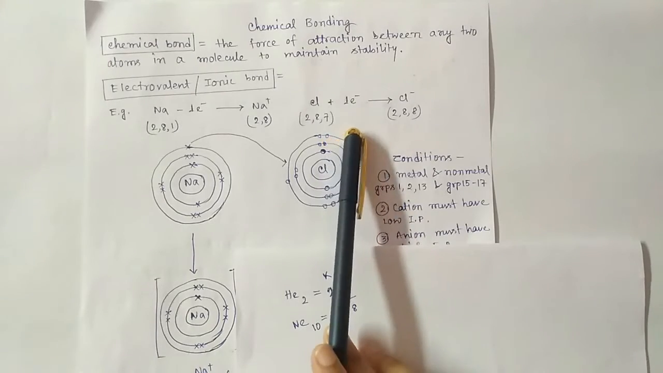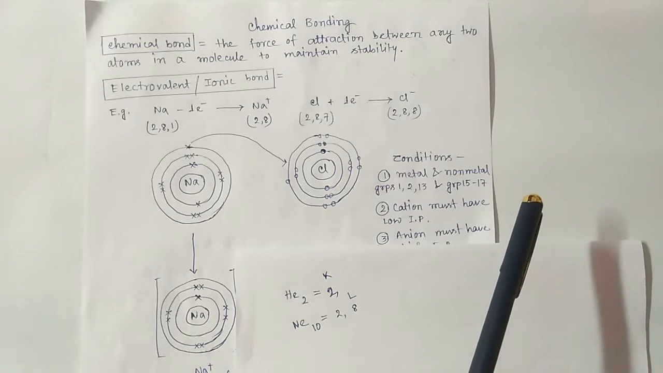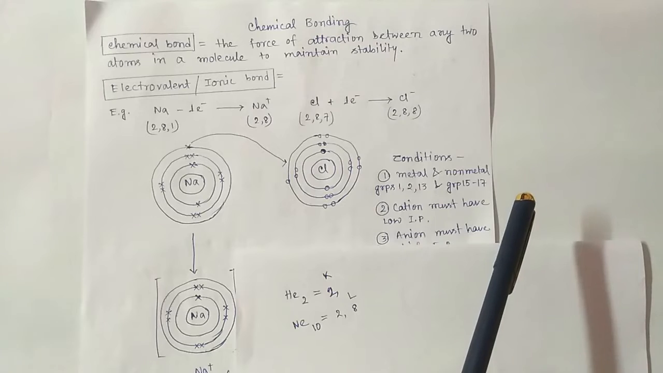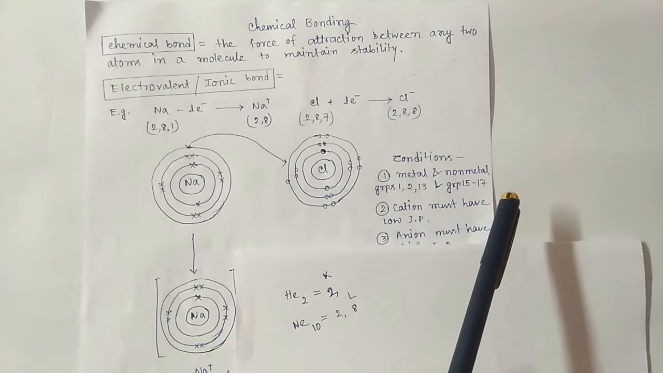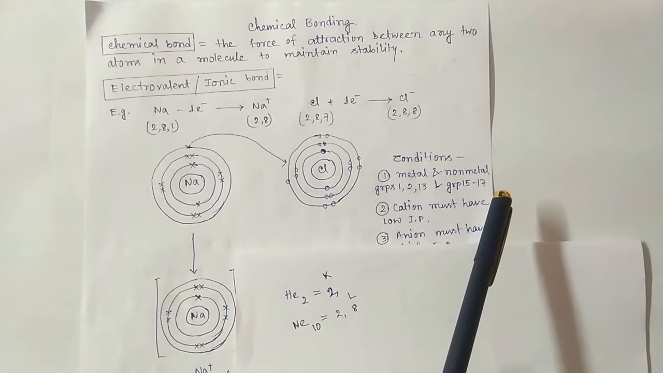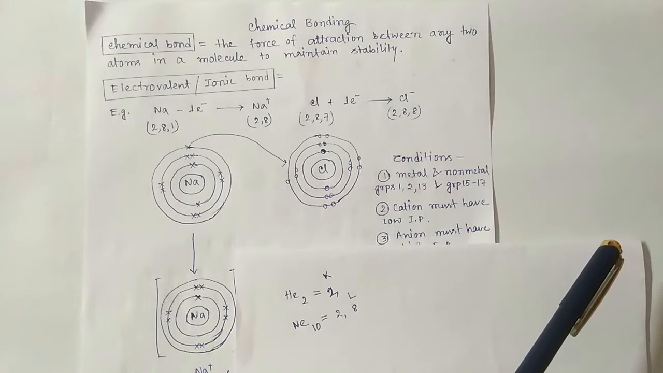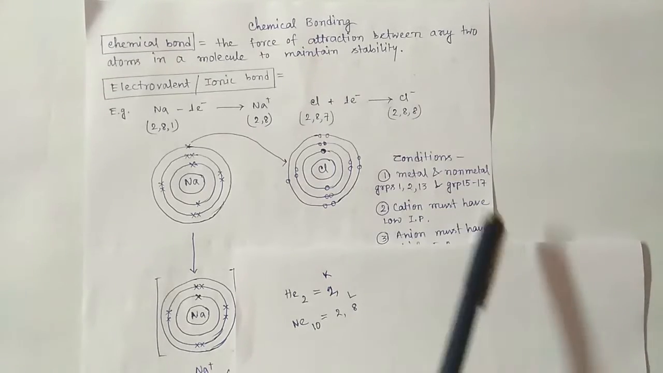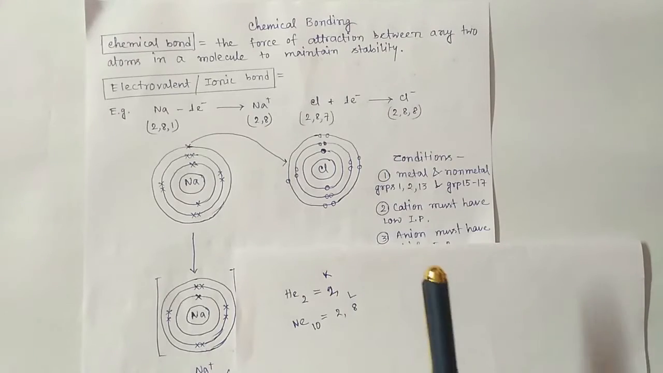You may have questioned whether chlorine can also donate 7 electrons so that it gains electronic configuration like neon. But every element wants to stay in a position like the nearest inert gas element. That is the reason chlorine always wants to have electronic configuration like argon.